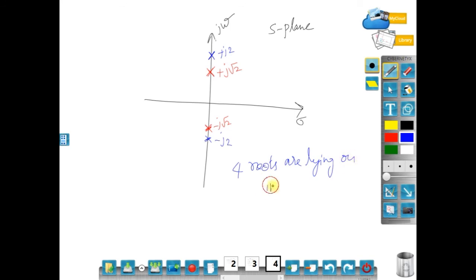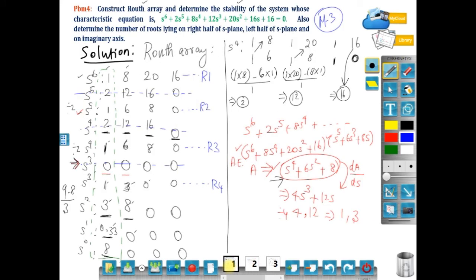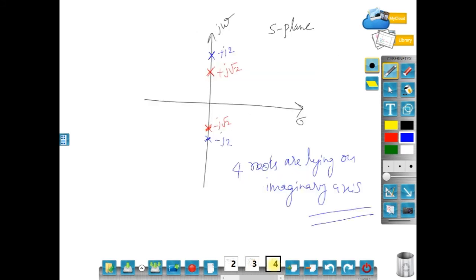lying on imaginary axis. How did you find this? Just find at which row you have stuck. Take the previous auxiliary equation, that is s power 4 plus 6s square plus 8, and you need to solve that equation, and you will get some pole values, and just map the pole on the S-plane. Actually the poles are lying on imaginary axis.